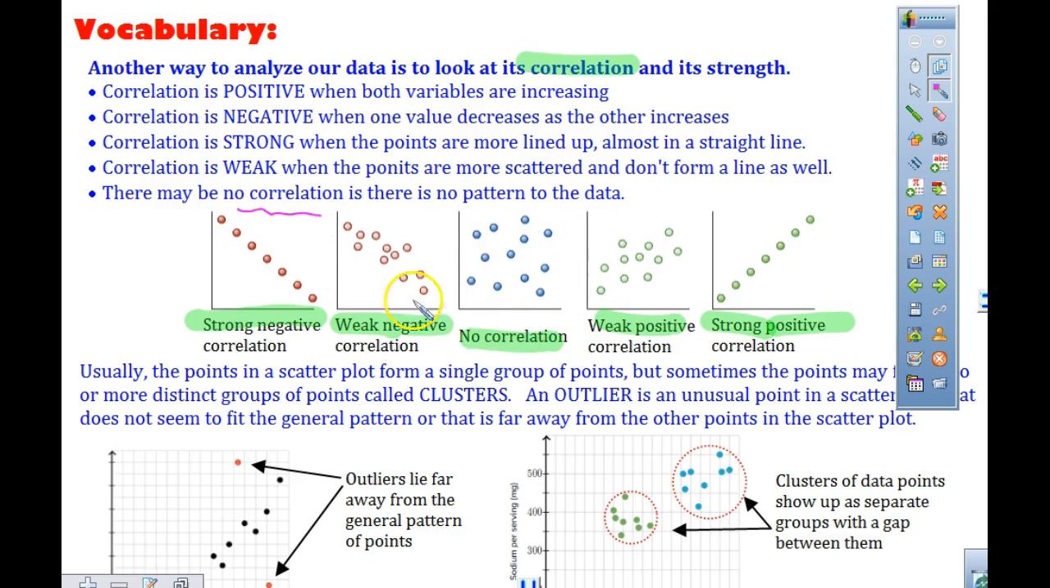You can see that one in the middle. This is a strong negative, almost in a straight line. This is a weak negative. It's still going down, but it's not as on a direct line. So they give you a picture of each of those.